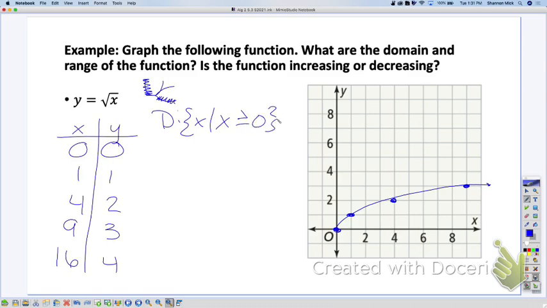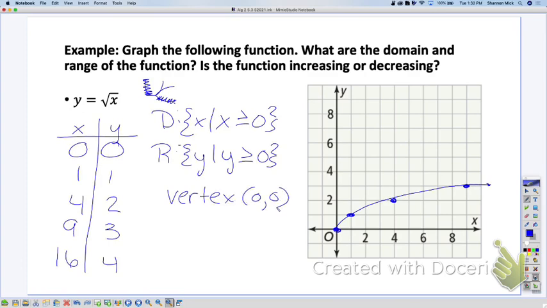Here we go. Range. Range is also 0, isn't it? Yes. So when I start moving this graph around, is that going to affect my range and my domain? Okay. Where is my vertex on this graph? 0, 0. That's that anchor point that we are going to move with my h and my k, isn't it?